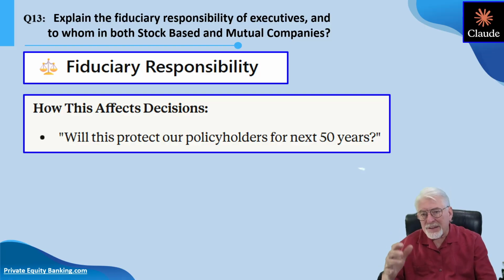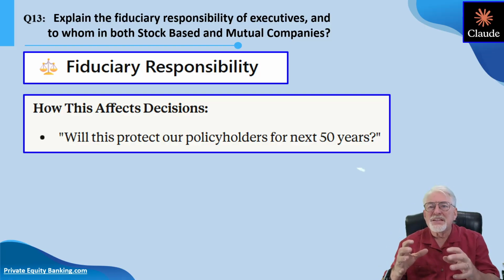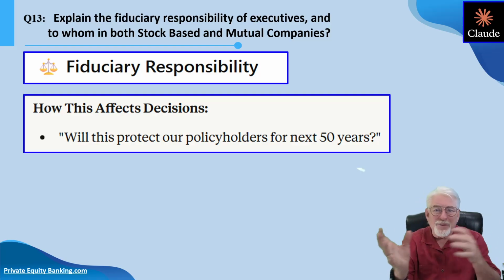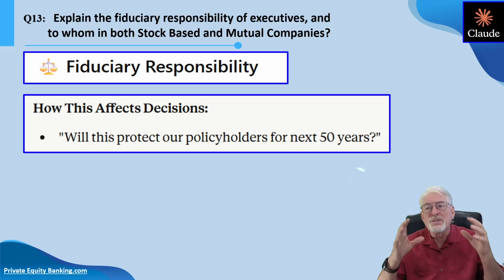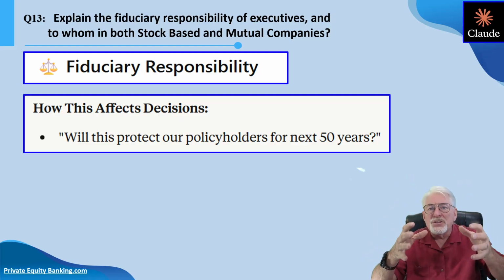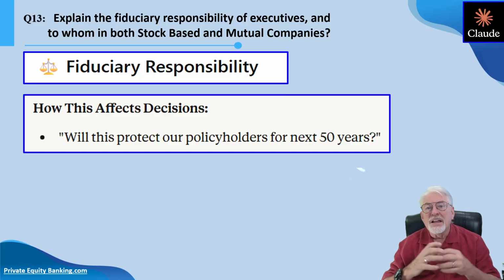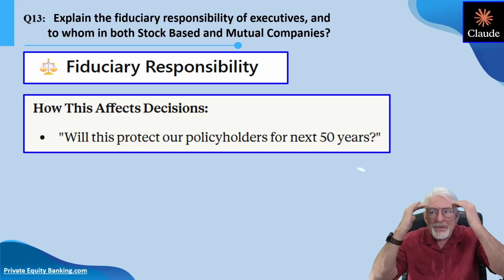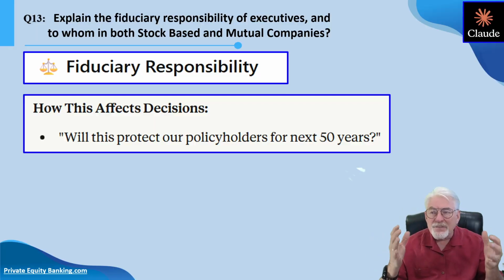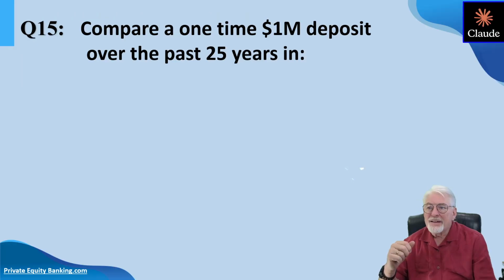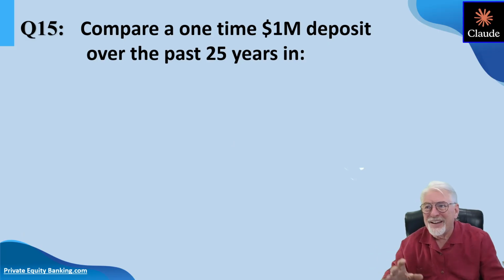Again, I'm not arguing that banks aren't needed. What I'm saying is if you need a checking account function, then use a bank, right? You're moving money in, you're moving it out. That's fine. We're talking about a safe storage, like your savings account, like your CD account. That's what I'm talking about here, instead of using a bank. And again, the mentality of the executives at a mutual company is, will this protect the policyholder for the next 50 years?